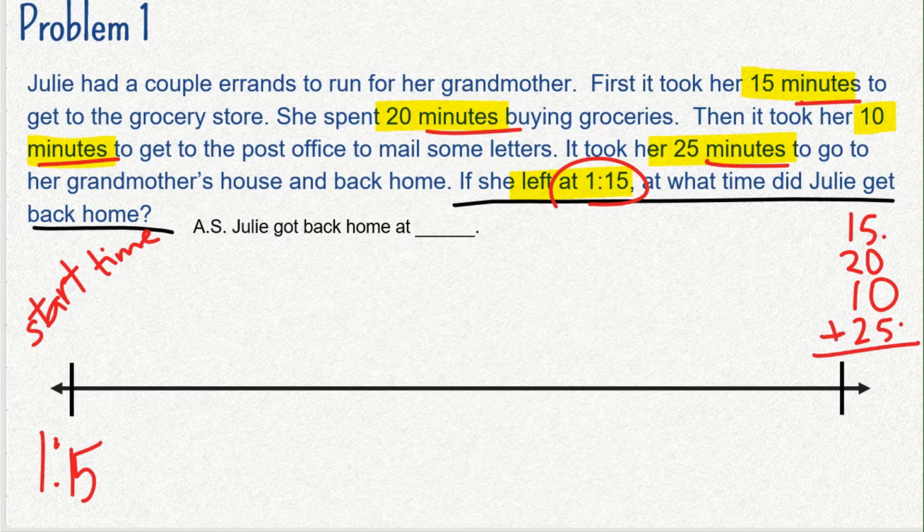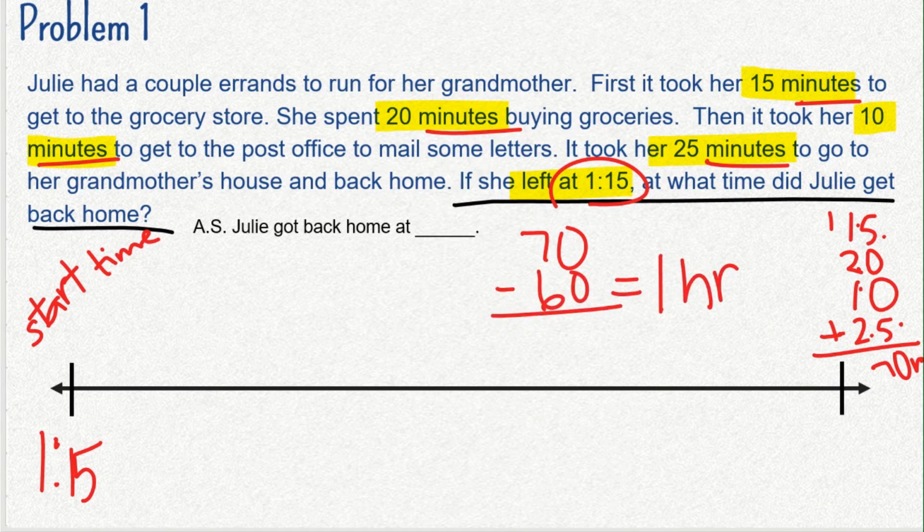So 5 plus 5 is 10, carry my 1. 2 plus 2 is 4, 5, 6, 7. So I've got 70 minutes. Now, 1 hour is equal to 60 minutes. So I'm going to take away 60 minutes from the 70 minutes, and I'm going to have 10 minutes left over. So 70 minutes is the same as saying 1 hour and 10 minutes. So that's how long it took her to do all of her errands for her grandmother.